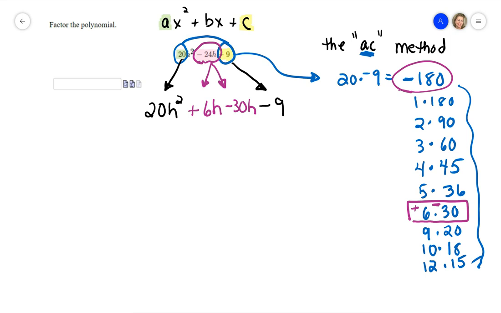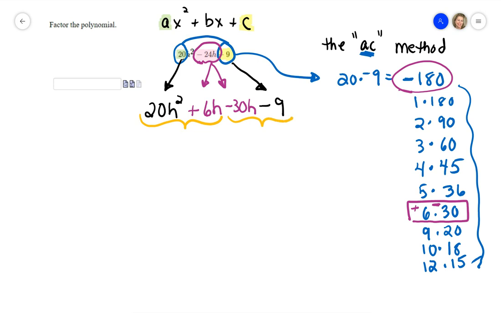This AC method, it's a trick. And what it does is it actually finds what your outsides and insides were when you FOILed it. Because when you're done factoring, you'll get two binomials. And if you want to check your answer, you just FOIL them back. You'll have a 20h squared plus 6h minus 30h minus 9, and then you would combine the 6h and the minus 30h to get that negative 24h in the middle. But we're going backwards. So once you have replaced it, you've taken the middle term out, you put outsides and insides back in, and then we're going to factor this by the grouping method from this point on.